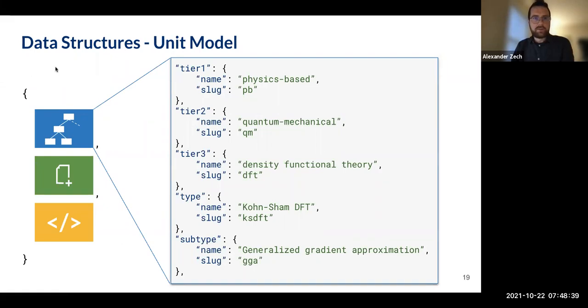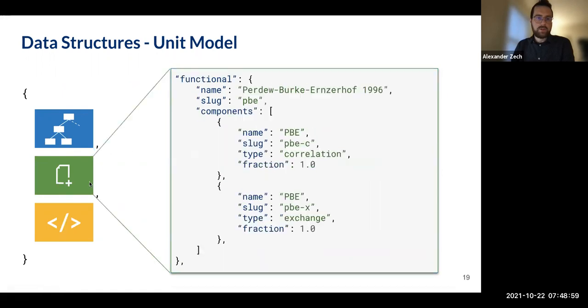So this would be an example of the unit model. We have here, so basically there are 3 elements to the unit model data structure. First of all, we have the categorization that we already introduced. So tier 1, tier 2, tier 3, type and subtype. But there are also 2 other parts. Next one would be additional data. For the unit model of density functional theory, this additional data is right now just the functional.